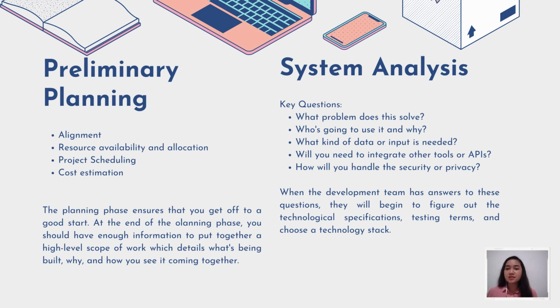The first on the list is preliminary planning. This step usually means looking into alignment. How does this project connect to your company's larger mission and goals? Second, resource availability and allocation. Do you have the people and tools you need to take this on? Third is project scheduling. How does this project fit within your company's goals and other tasks? Lastly, cost estimation. How much is it going to cost?